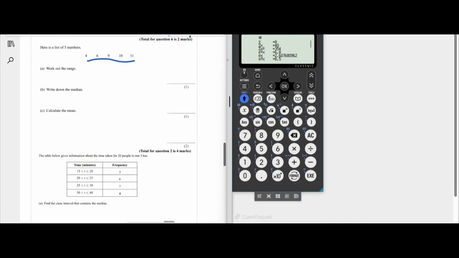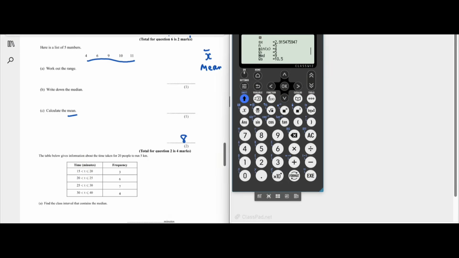So you have got, let me just tell you, this X with the line above it at the top is the mean. Okay, that will tell you the mean or the average. So actually, if we look here, part C's asked me for the mean, so that is 8. I can write that down straight away.